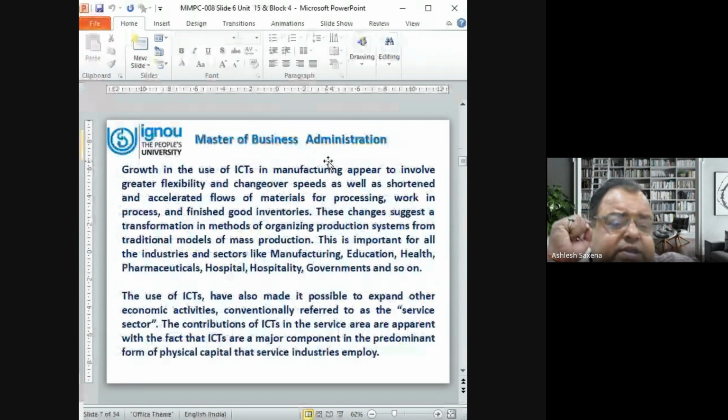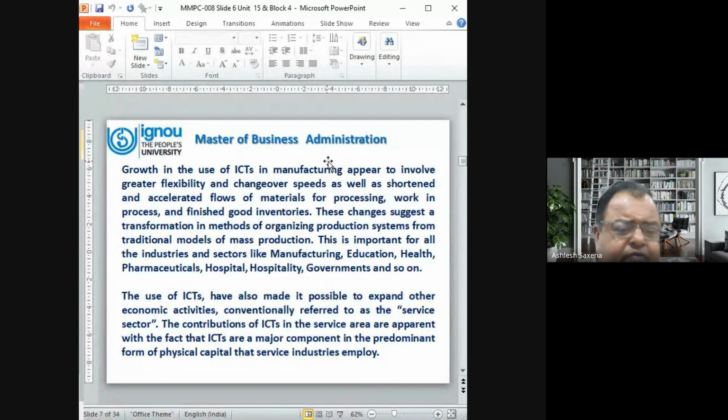Growth in the use of ICT in manufacturing appears to involve greater flexibility and changeover speeds, as well as shortened and accelerated flow of materials for processing, work in process, and finished good inventories. These changes suggest a transformation in methods of organizing production systems from traditional models of mass production. This is important for all the industries and sectors like manufacturing, education, health, pharmaceuticals, hospitals, governments, hospitality, etc.